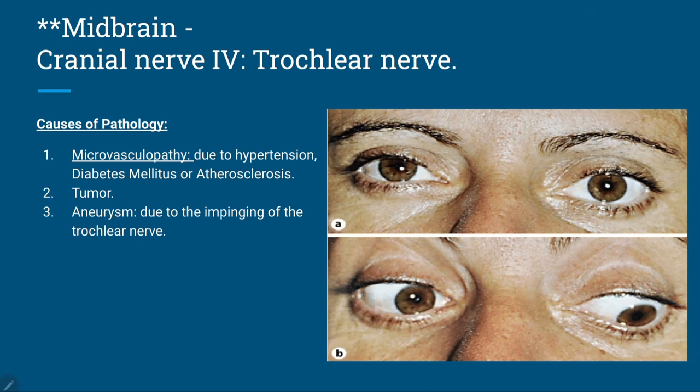So this is the final slide in this presentation. In the next presentation we're going to learn about the cranial nerves that are going to be originating from the pons.